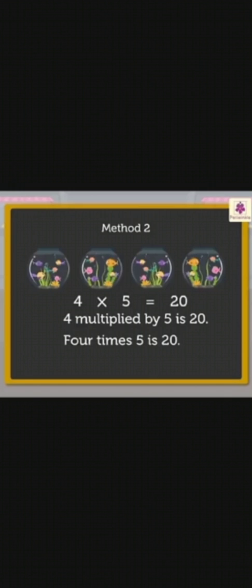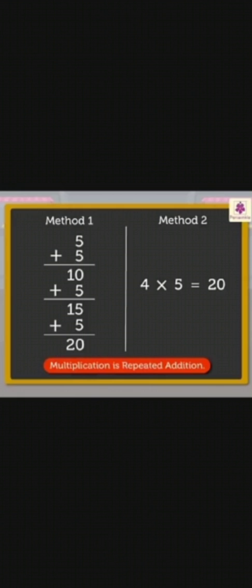It can also be read as 4 multiplied by 5 is 20. 4 times 5 is 20. And 4 5s are 20. Now when we compare both the methods, we can see that multiplication is nothing but repeated addition, as you can see in method 1. Now let us look at another example.